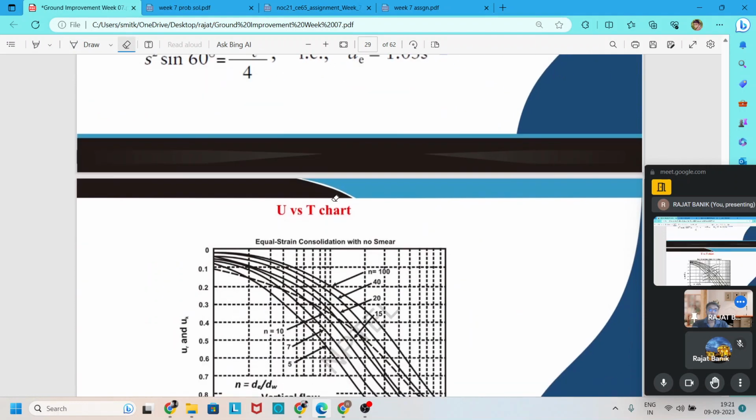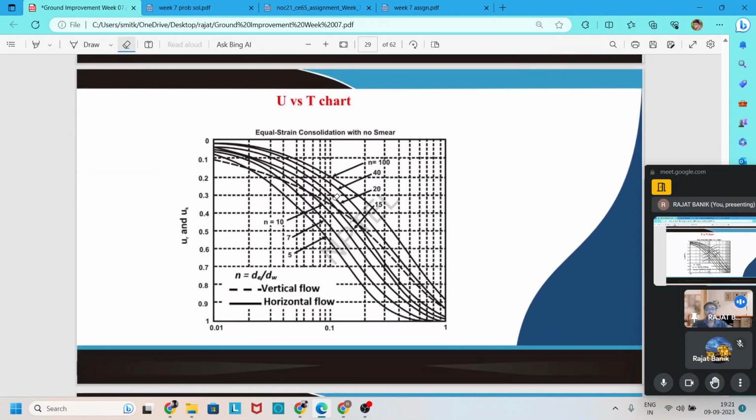So come to the next slide. Here is also given one chart to find out the degree of consolidation based on the time factor, for different time factors. Here also we use one parameter n, which was previously also used in the sand drain. N is varying from 5 to 100.